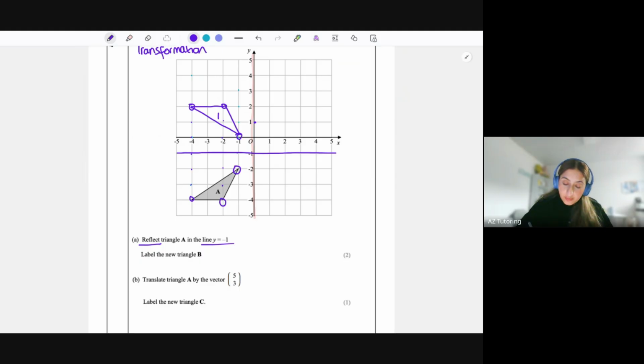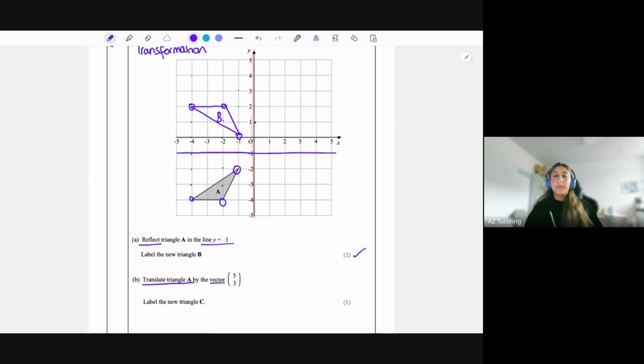And it says label that triangle B. So you can see triangle B is exactly mirrored in the line y equals -1 to A. So that's the first part done. Second part says translate triangle A by the vector.